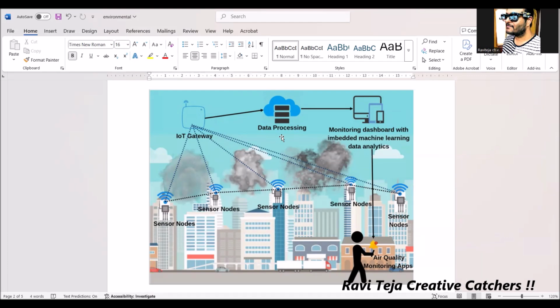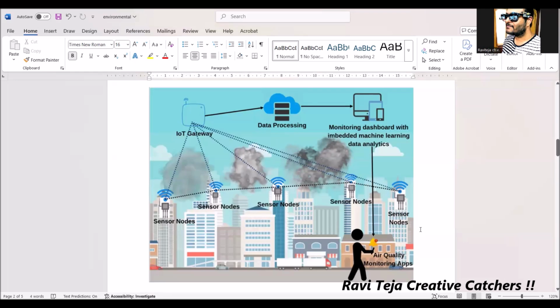Through which the embedded machines or data analytics will be done, or monitoring and controlling of that particular device, or if it is a sensor node, the capturing of the data or monitoring of the data can be done. So from this dashboard, the air quality monitoring apps will be receiving this particular data, due to which the user can see all the analytics.